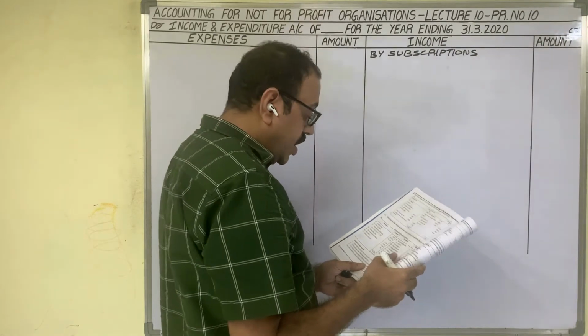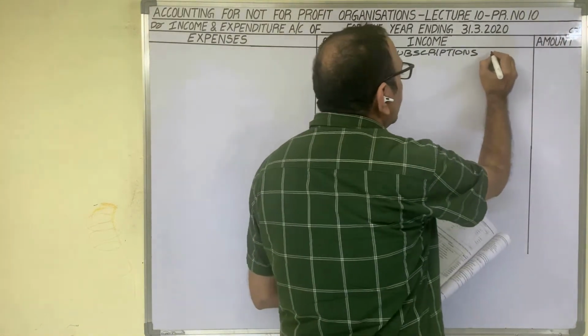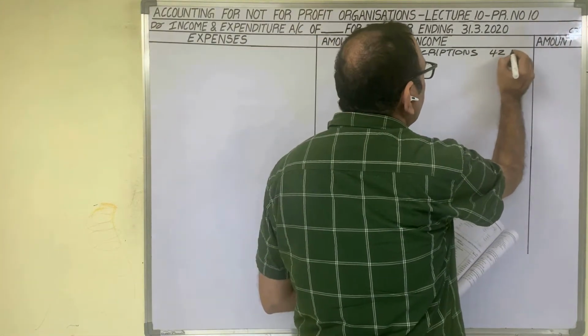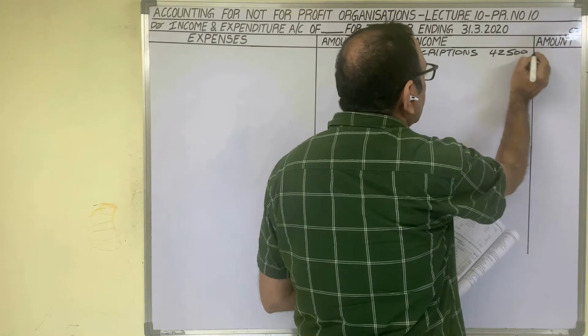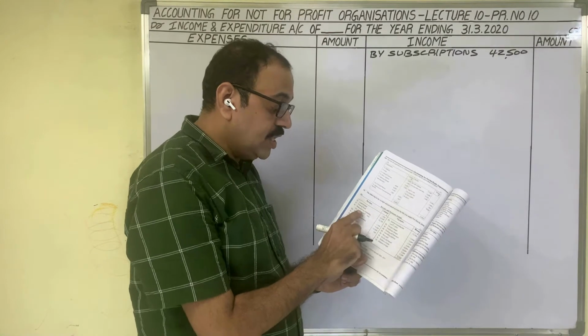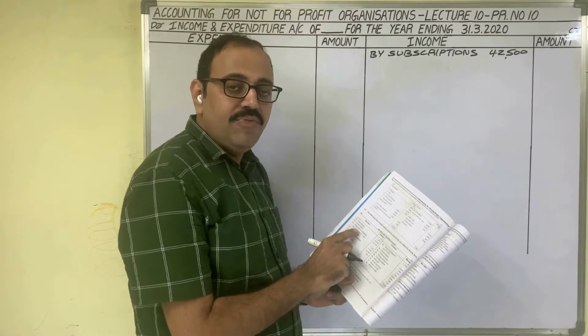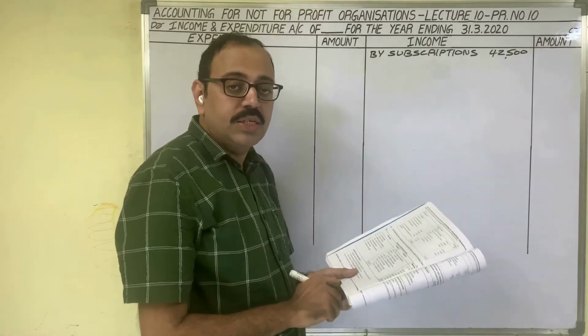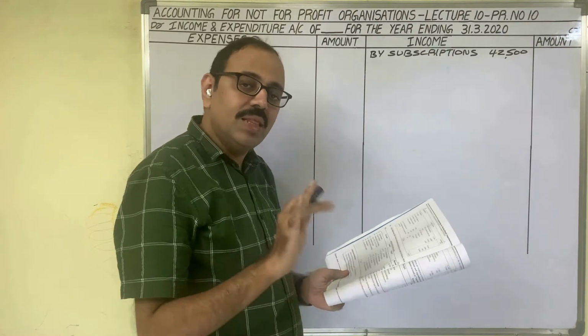Adjustments are given, therefore the amount goes in the inner column, 42,500 rupees. In the receipts and payments account, in brackets he is giving some information. If any amount is given in the brackets, then the meaning is it is given in the adjustment.